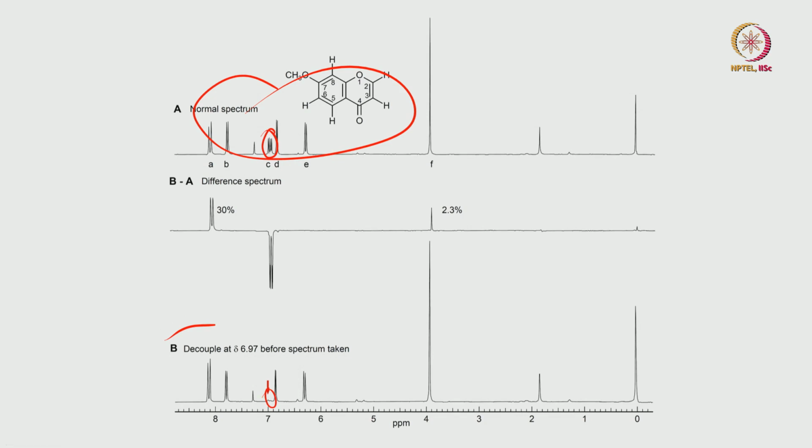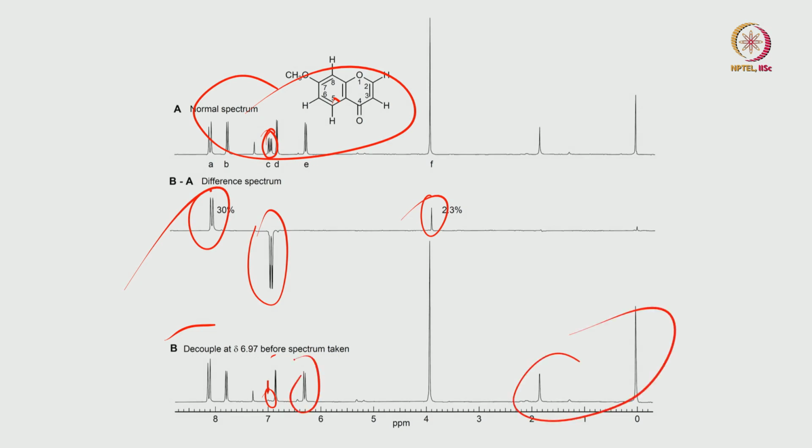There is no signal because of saturation, and the difference of this and this is taken. Of course, this is negative because it is saturated, and this is full signal here and there is no signal here, that is saturated. And you see there is enhancement here and here. All these things get completely cancelled out, whereas there is enhancement here and here.